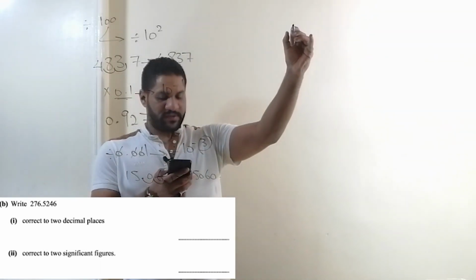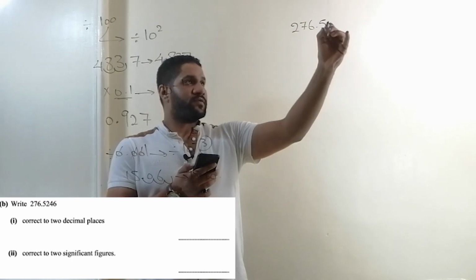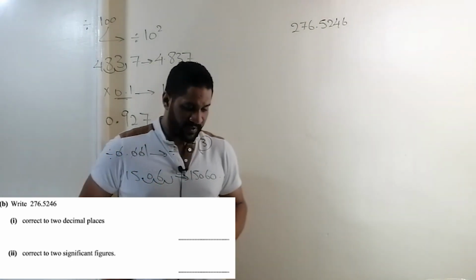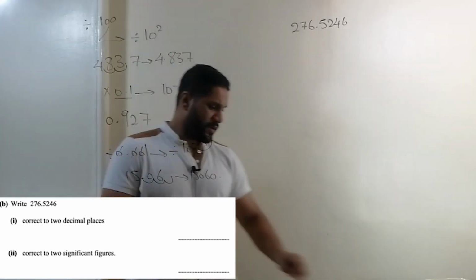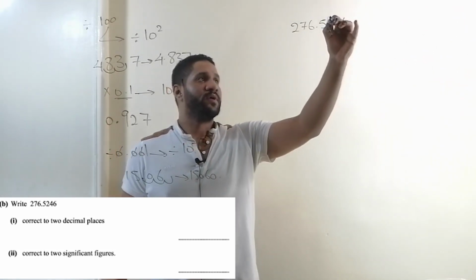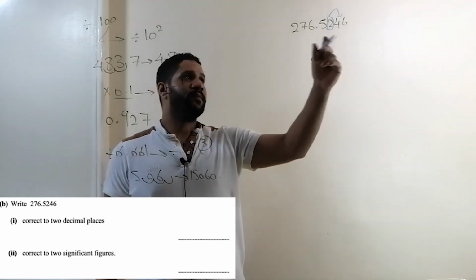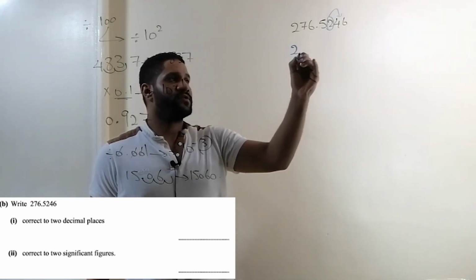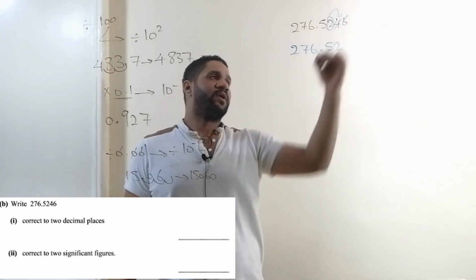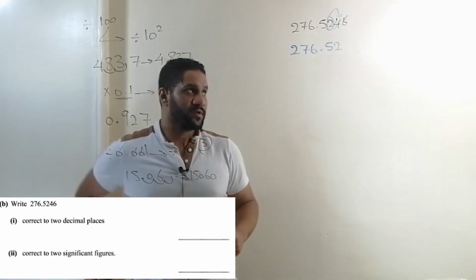I can see that the number is 276.5246, and he wants me to round to the second decimal place. Please concentrate on this part. When we round, we go to the decimal place. The second decimal place is 2. Beside the 2 there is a 4, which is a weak number, so it won't affect it. So the answer is 276.52, and the remaining two digits are removed without replacing them by zeros.